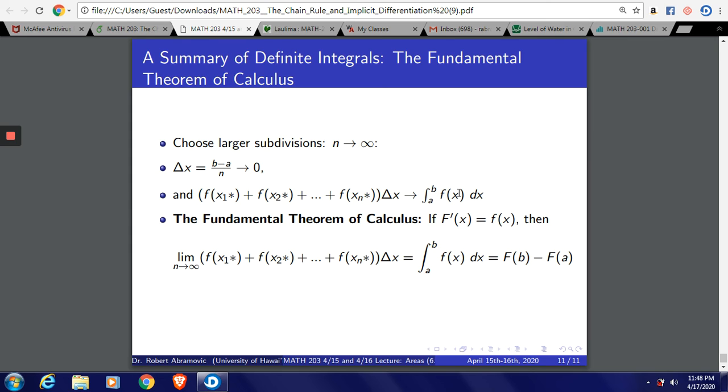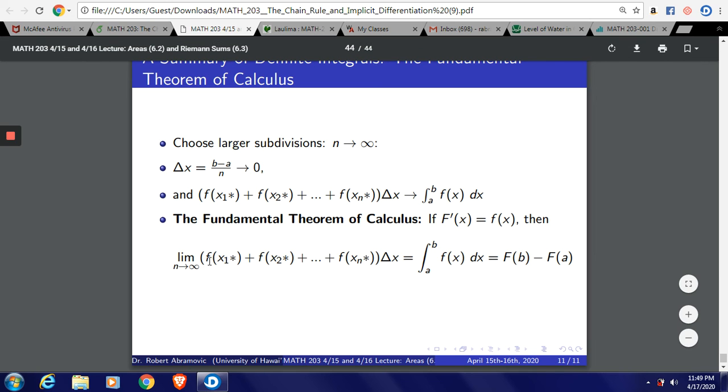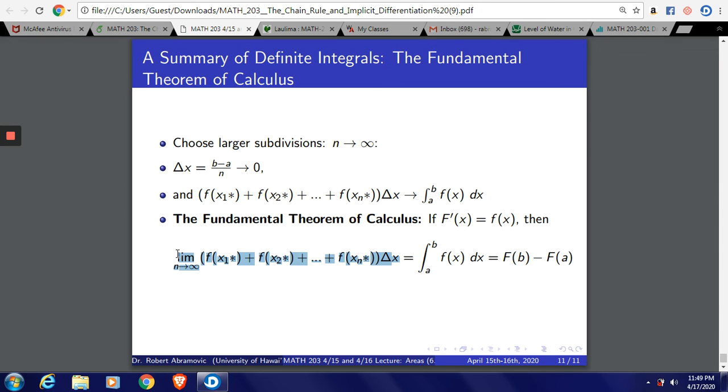Here's the fundamental theorem of calculus, revisited once again. If we have an antiderivative F whose derivative is equal to f of x, and the limit as n goes to infinity of this sum, this Riemann sum, is equal to the integral from a to b of f of x dx. That's equal to the net change of the function. So here, the left-hand side is interpreted as an area under the curve from a to b of f of x. And here, this is a net change.